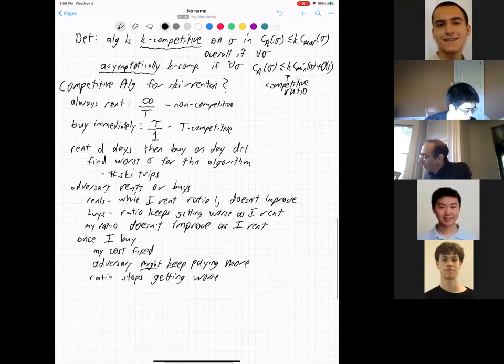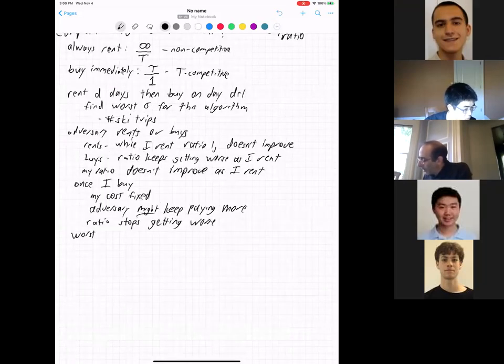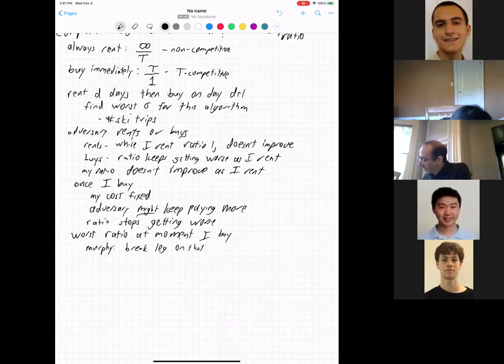Okay. So putting this together, I find that the worst ratio is at the moment I buy. As I said before, Murphy's Law says that the moment I buy is the moment that I break a leg. Okay? So if that's the case, if skiing stops the moment that I buy, on the trip where I buy skis, what is the ratio?